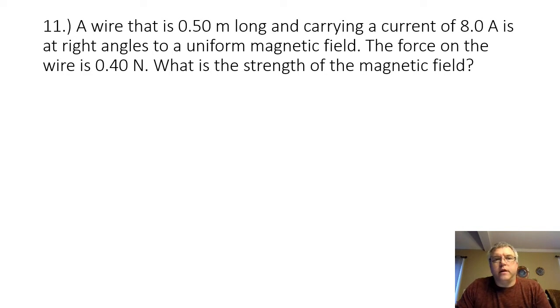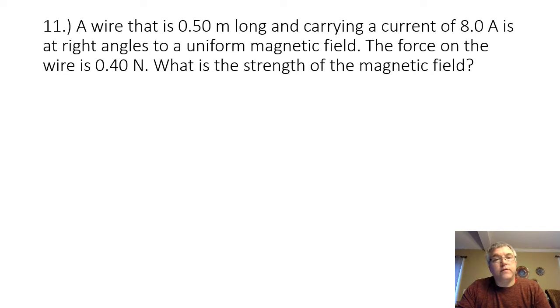We have a wire that is 0.5 meters long and carrying a current of 8 amps. It is at right angles to a uniform magnetic field, and the force on the wire is 0.40 newtons. What is the strength of the magnetic field?